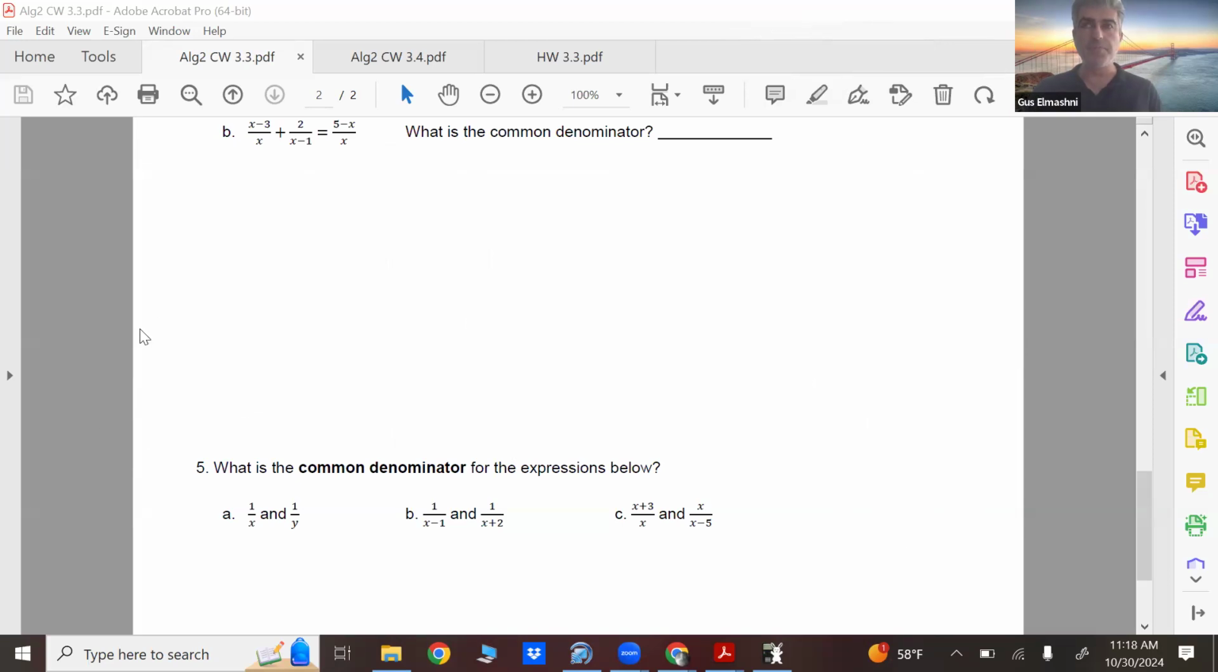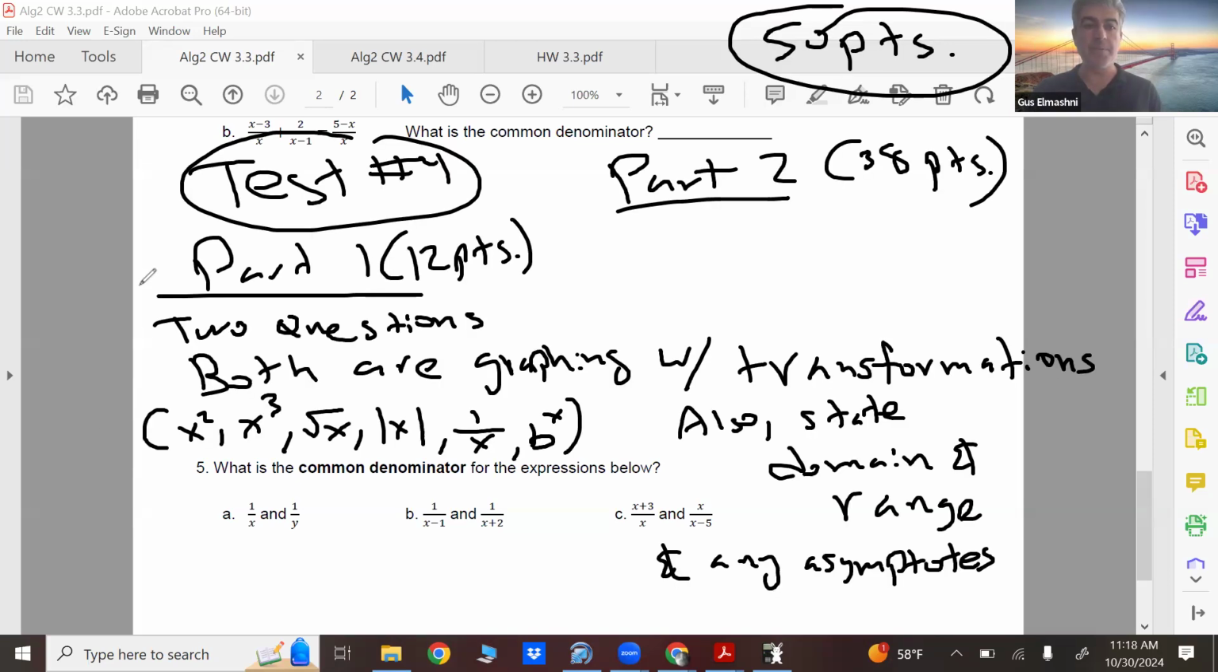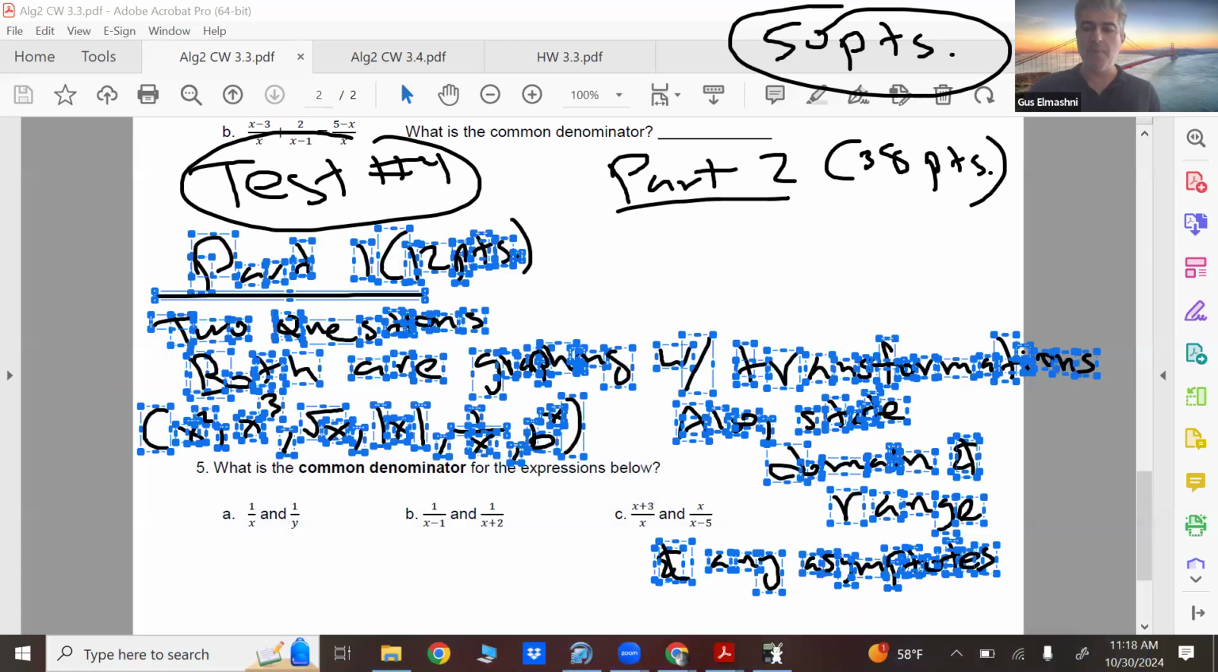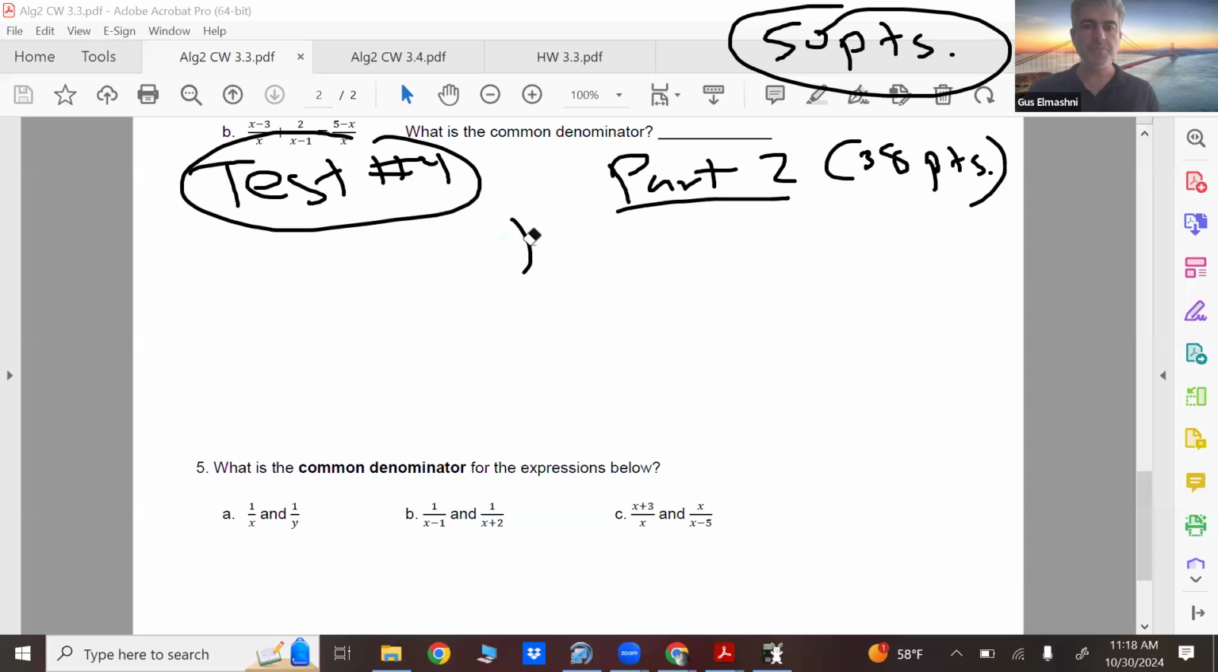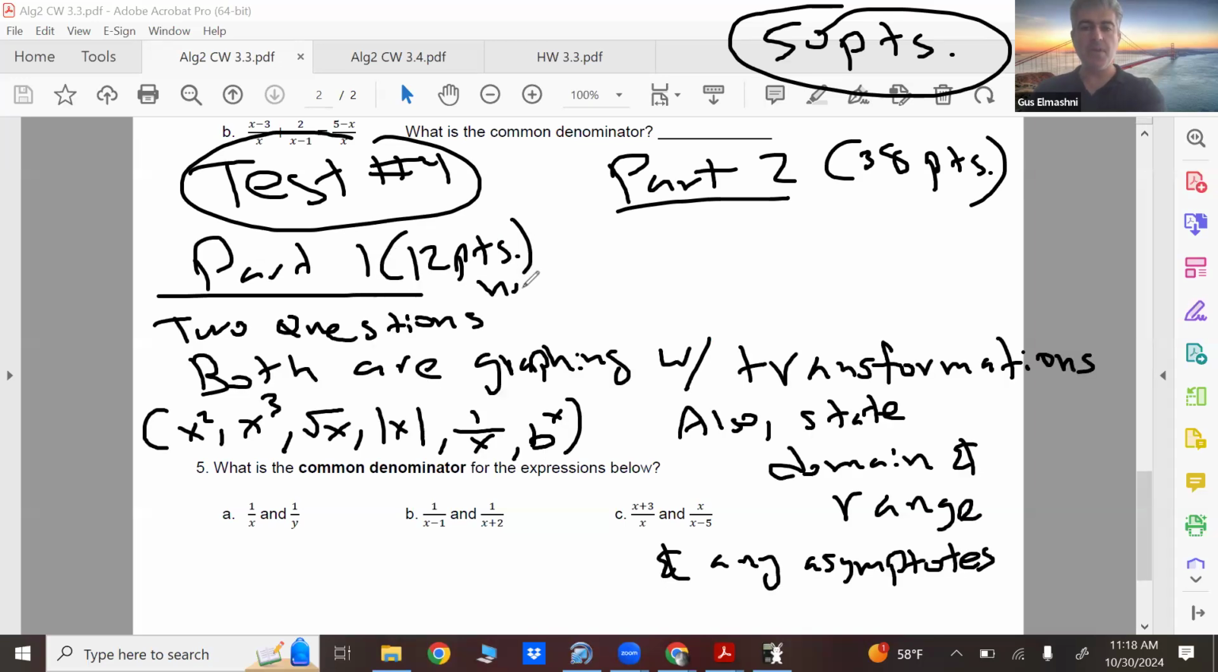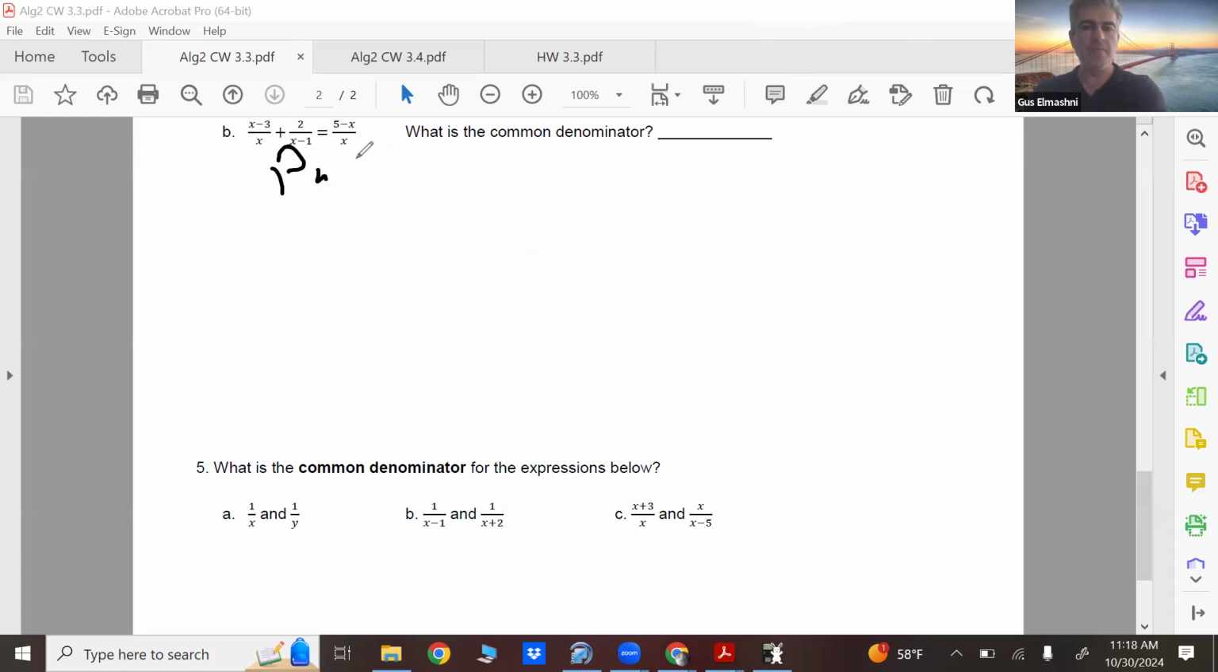Now, part two of next week. Okay, part two. So part one was no calc. Sorry, that was non-calc, which hopefully was obvious because it's graphing, right? Okay, part two, that'll be calc.